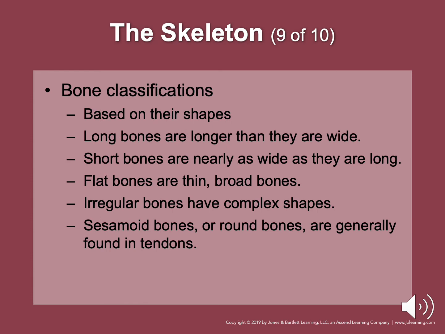Bones are classified based on their shapes. The long bones are longer than they are wide. Short bones are nearly as wide as they are long. The flat bones are thin, broad bones. Irregular bones have complex shapes. The sesamoid bones or round bones are generally found in the tendons.